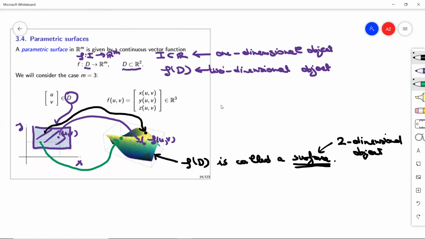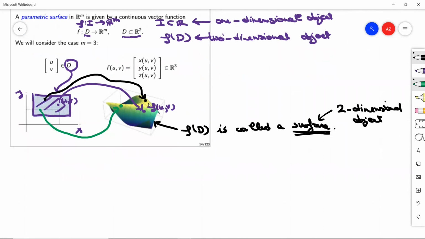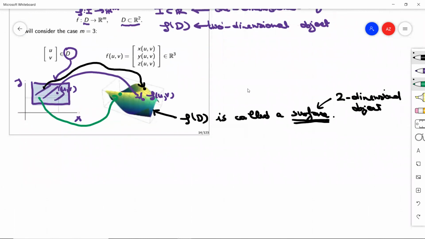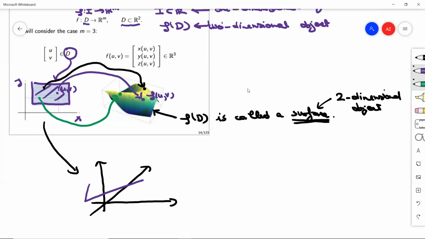You all know examples of surfaces from linear algebra. We defined curvature for curves, and the curvature can be extended to surfaces also. What would be the surface with a constant curvature? The curve with constant curvature was a line, so the surface with constant curvature would be a plane, which you all know from linear algebra. So for example, it would be something like that. So an example of a surface.